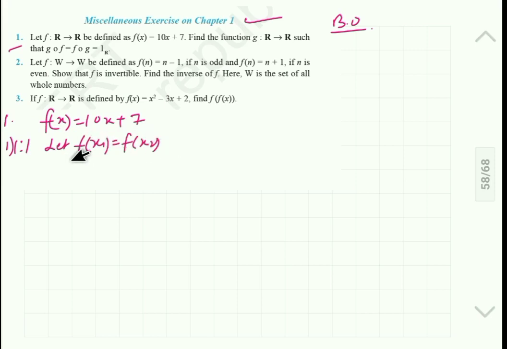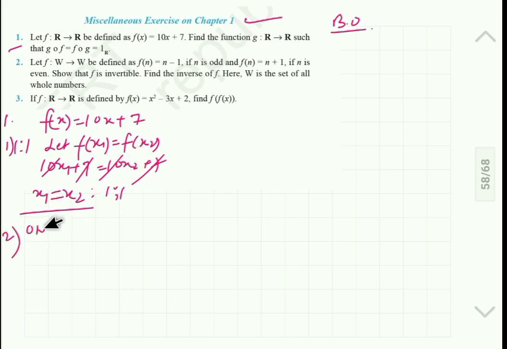Again we let f(x1) is equal to f(x2). So that means 10x1 plus 7 is equal to 10x2 plus 7. 7 will get cancelled, 10 will cancel 10. We are left with x1 is equal to x2. Therefore it is 1-1. We are having only one value, x1 is equal to x2.